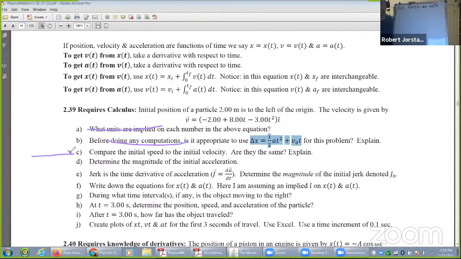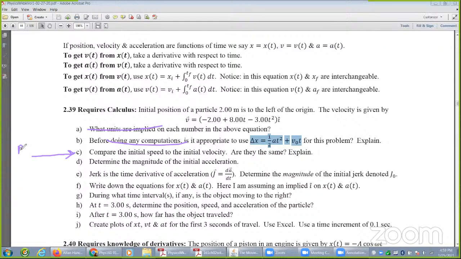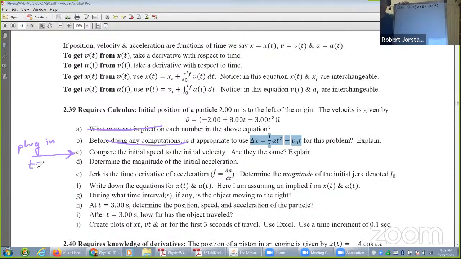How about this part? Let's compare the initial speed to the initial velocity. How do I get the initial speed or velocity anyways? What do you think we should do? How would you get that? Plug in time as 0. Mm-hmm. And then, all right. If I plug in t equals 0, what do I get?